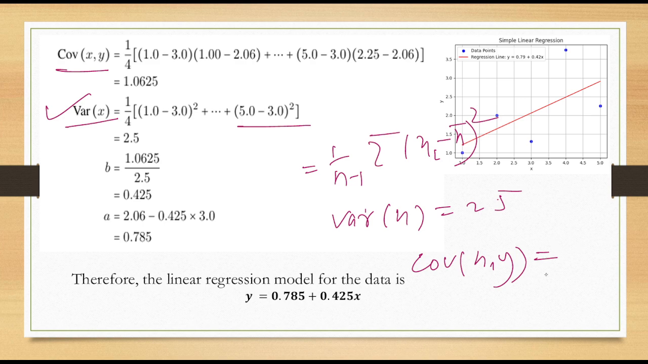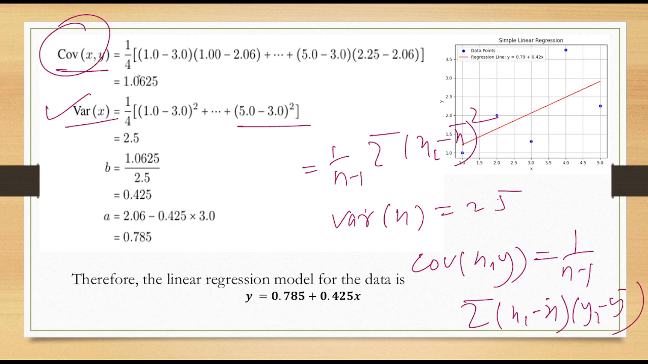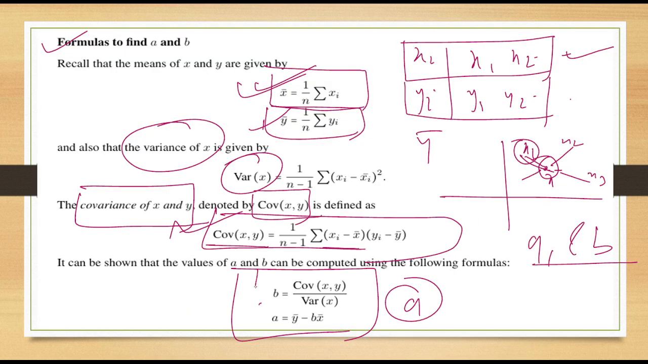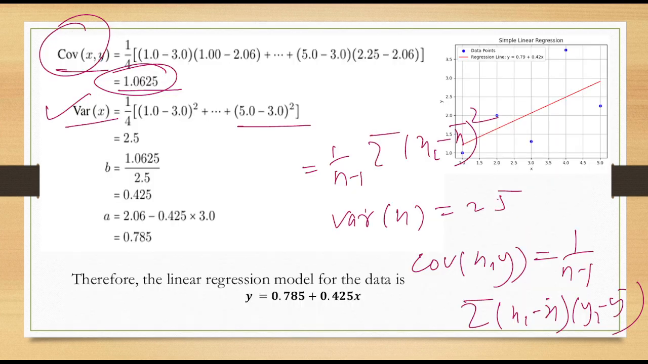Further we use the covariance of x comma y. The formula for this, as we know, is 1 upon n minus 1 times the summation of xi minus x bar and yi minus y bar. Using this formula, we get the covariance of x comma y as 1.0625. Next, we find the value of b. What is b? Covariance of x comma y upon variance of x. So this value will be 0.425.